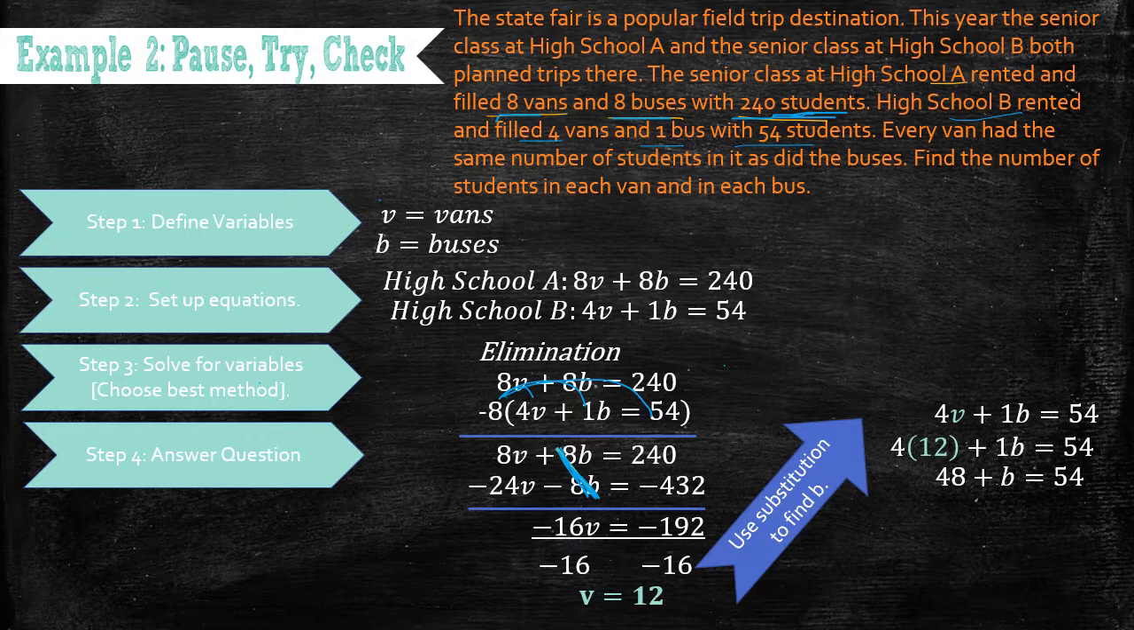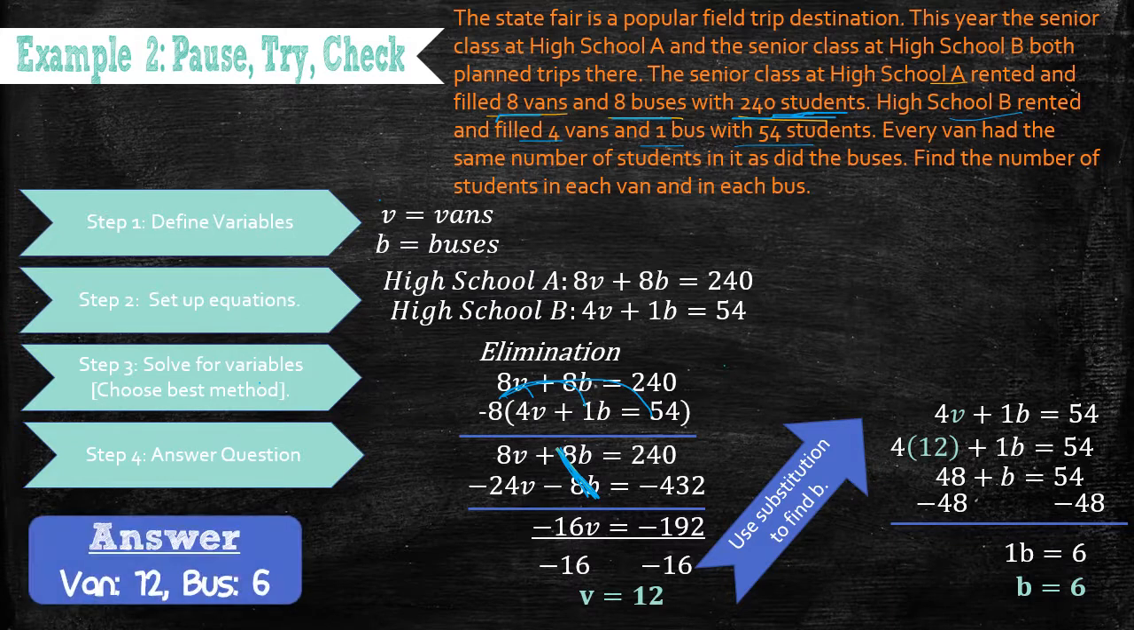So 48 plus b equals 54, and now I need to solve. So to get that 48 away from b, since it's being added to the b, we would subtract it from both sides. So I'm going to have 1b equals 6. So my answer is just 6 for the number of students in each bus.